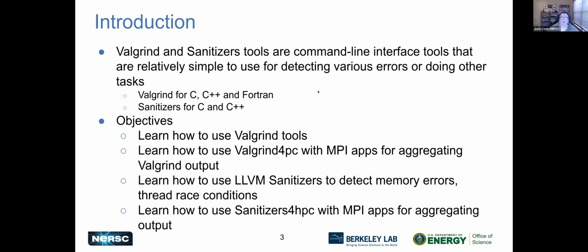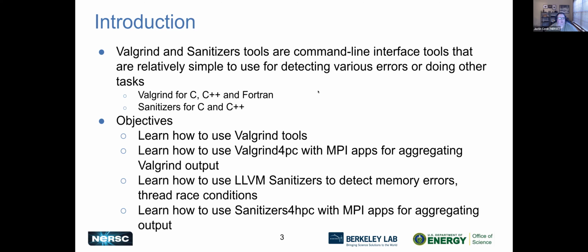Valgrind and Sanitizer tools are command line interface tools that are relatively simple to use for detecting various errors and doing other tasks. Valgrind you can use for C, C++, and Fortran. The sanitizers are for C and C++.